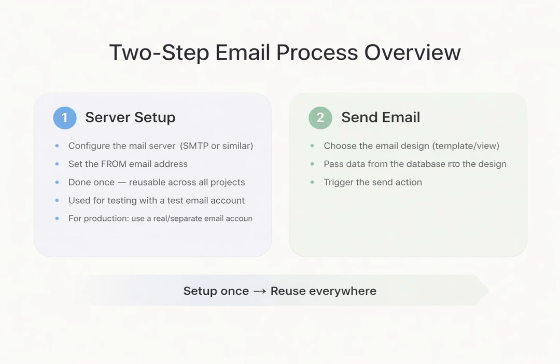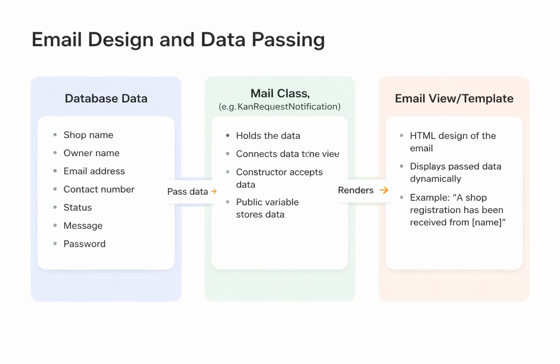This involves two things: choosing the design of the email, meaning the template or view file, and passing the relevant database data into that design so it shows up in the email body. Now, when you send an email, you don't just send plain text, you send a designed template, and that template often needs to display real data from the database. For example, when a shop registration request comes in, the admin email should show the shop name, the owner's contact details, the message they wrote, and so on.